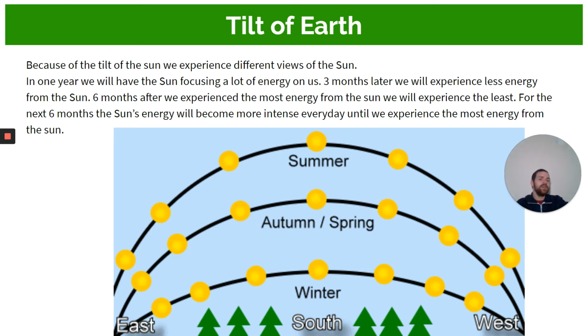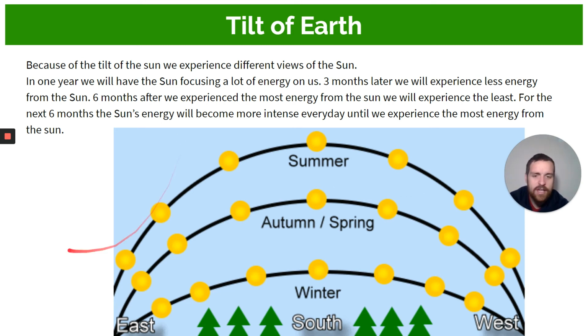What's going to happen is 6 months after we had all that energy focused on us, we're going to have the least amount of energy we can get. We're going to have very little energy directed at us. Still enough, okay? But it's the least we're going to get. And then what's going to happen is it's going to start increasing again. So it goes from most to least 6 months later, and then over the next 6 months, it's steadily going to get more and more and more until once again, like we started the year, we're going to have the most heat from the sun. We're going to have the most of the energy.